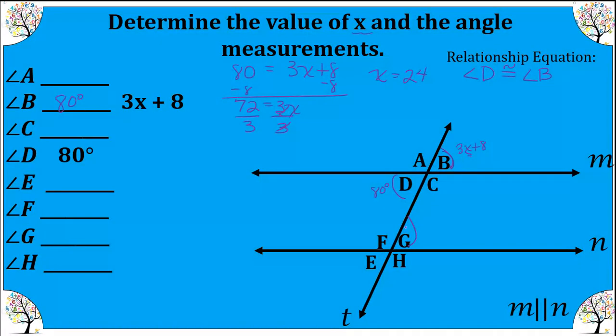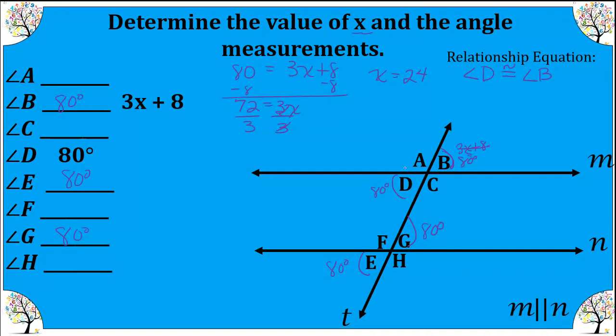So G and D are alternate interior. G and E are vertical. Again, there's so many ways we could go about this. So angle G is 80 and angle E is 80. We know that, and let's go ahead and put B is also 80 degrees.